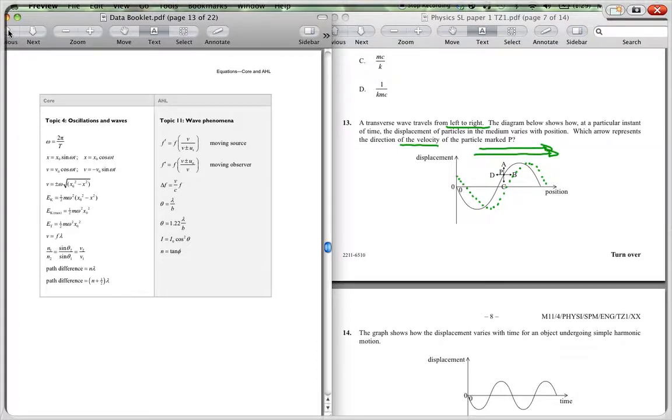And so you can see that the point P would have actually moved down to there. So the velocity would obviously be in that direction. So C is your correct answer for that one.